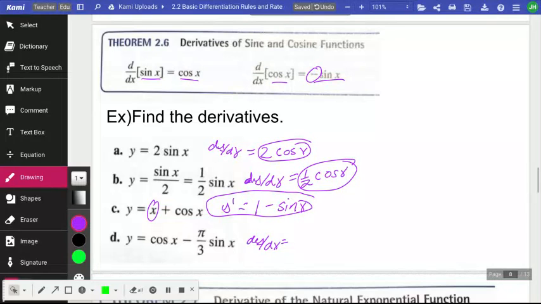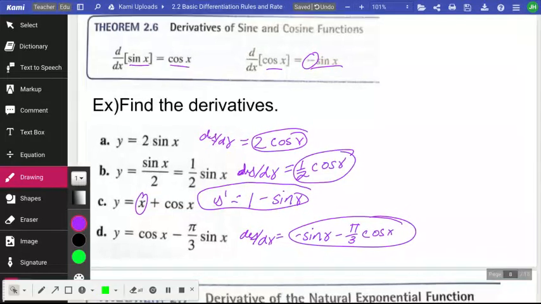And the derivative of cosine is just negative sine x. And then I have my negative pi thirds. And my derivative of sine x is just cosine x. So you're just going to be substituting what the derivative is for those things. There's not much of the adding or subtracting from the exponent and multiplying to the coefficient.